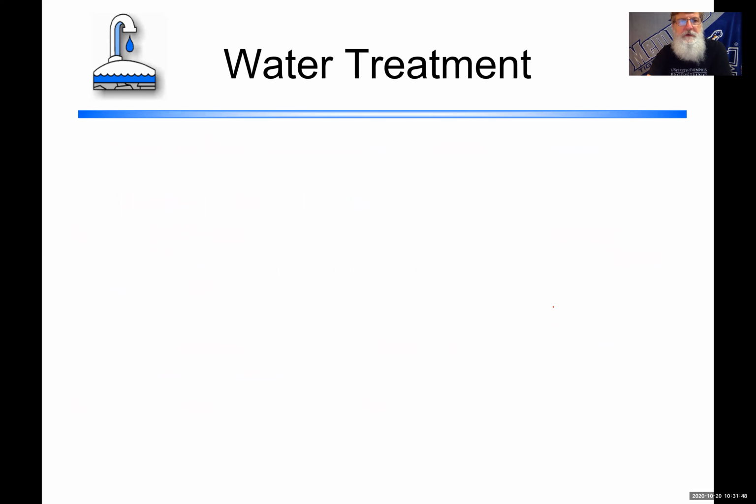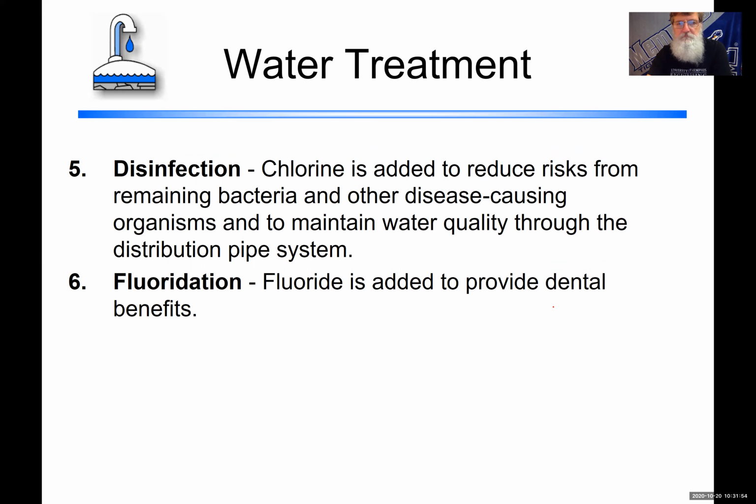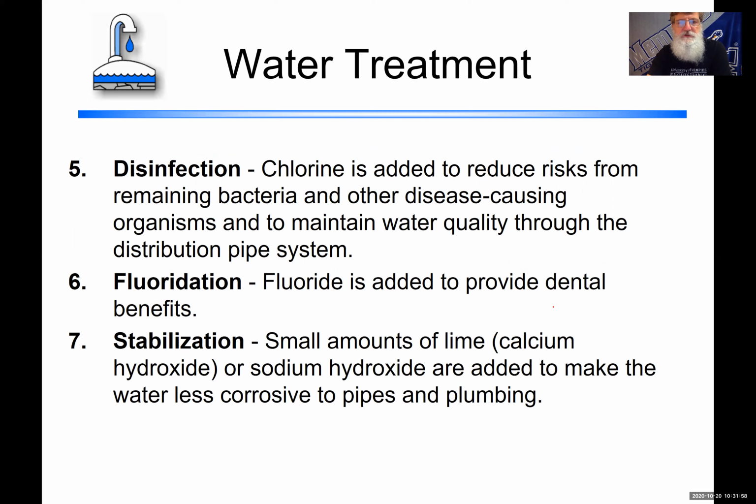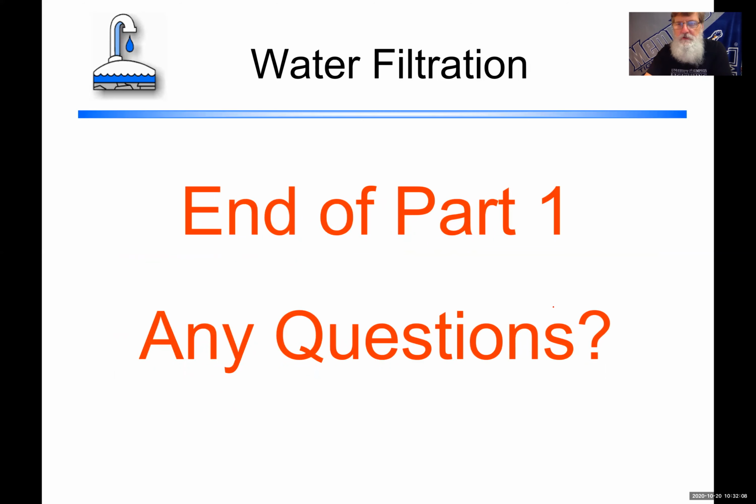And then, of course, we have disinfection. Chlorine is usually added to kill bacteria and other disease-causing organisms. Fluoride is for the benefit of your health, dental health. And then stabilization, small amounts of sodium hydroxide or other chemicals to help prevent corrosion in all the plumbing. And then finally, we collect our samples. So hopefully that gives you a little introduction to what water treatment is, and some basic terminology.